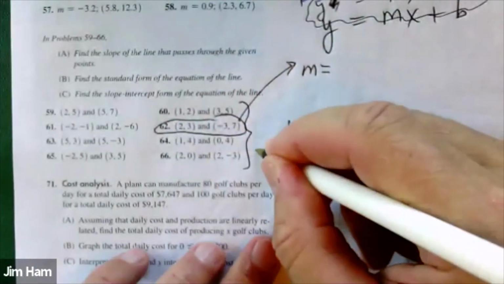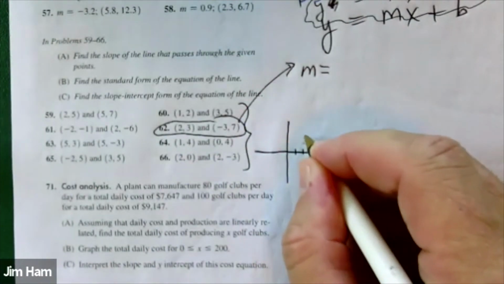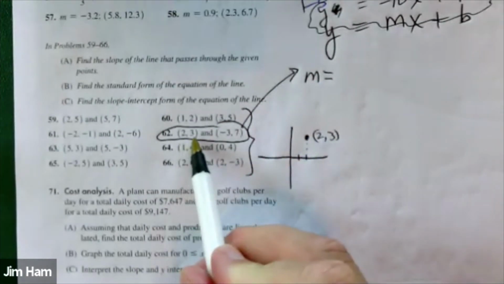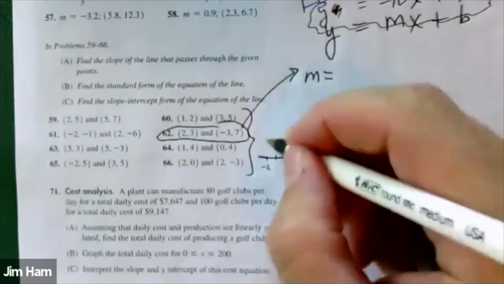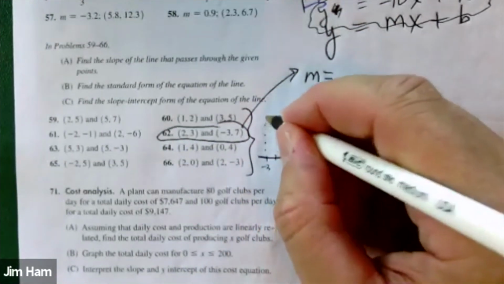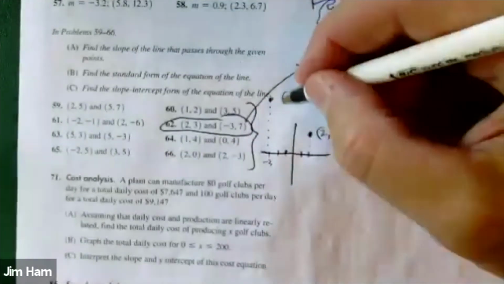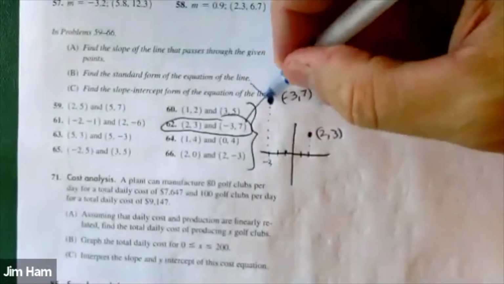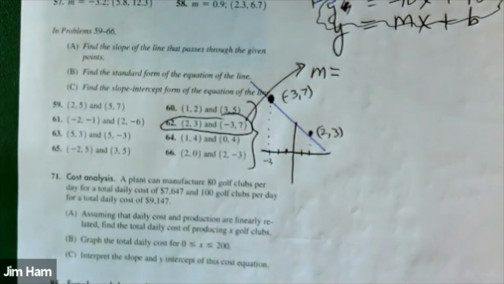It doesn't ask you to do this, but if you wanted to, you could sketch a line of the 2 points, (2, 3) and (-3, 7). So there's the one point, and there's the other, and here's the line containing them. So they want you to find the equation of that line.